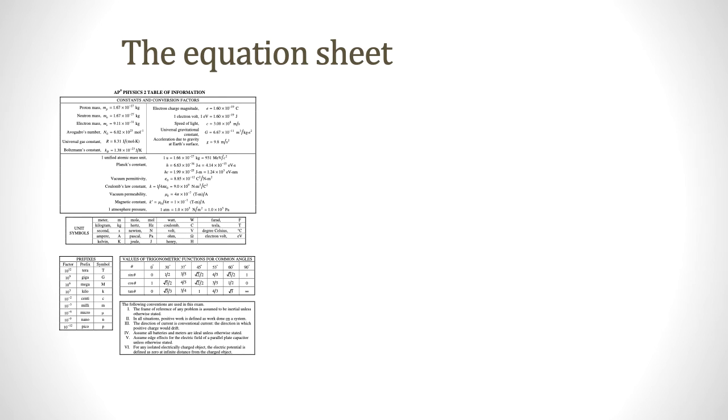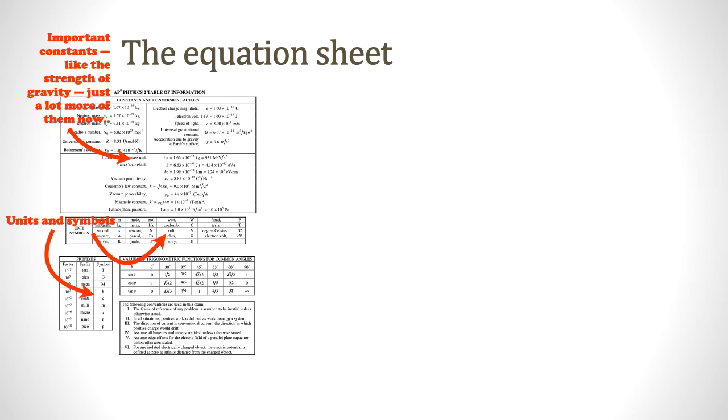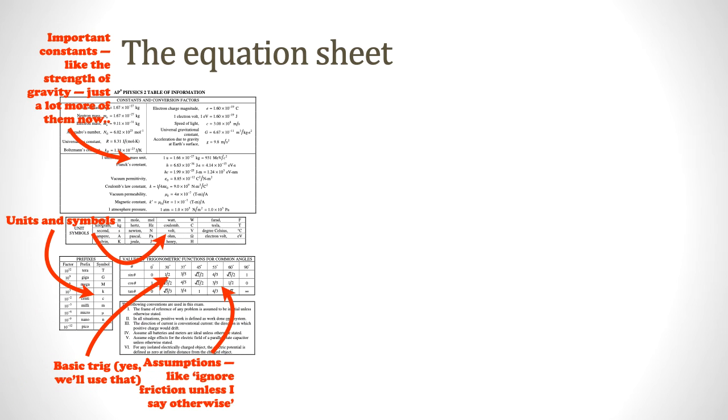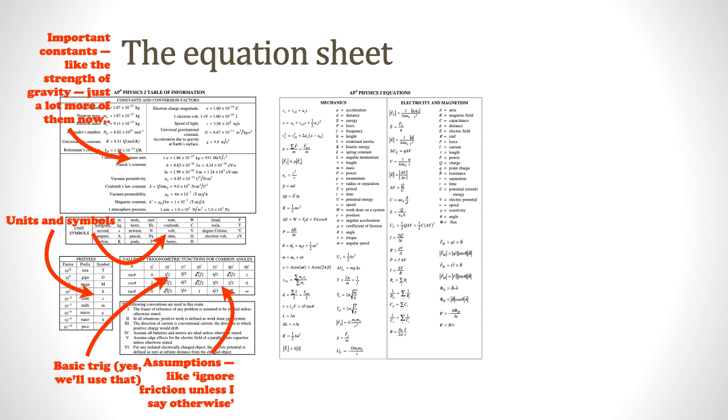The equations sheet is still your best friend, so you have a slightly expanded one. This larger block here is your important constants, like strength of gravity, but a lot of new stuff also related to electricity and magnetism. Units and symbols, kilograms, meters, and then a table that reminds you that kilo in kilograms means times 1,000, centi in centimeters is 1/100th. Basic trig, basic assumptions, things like ignore friction unless I say otherwise. It's 3 pages now. So on the second page, you've got all of your mechanics equations from last year, and then also electricity and magnetism.